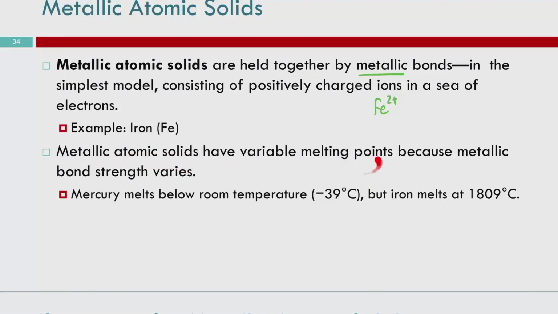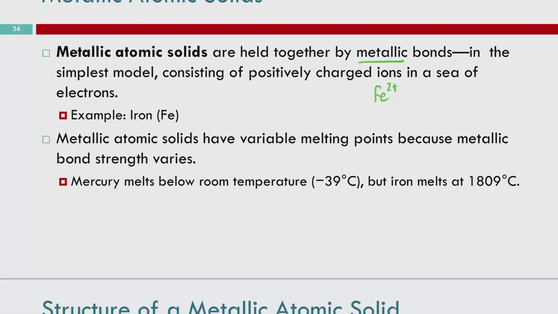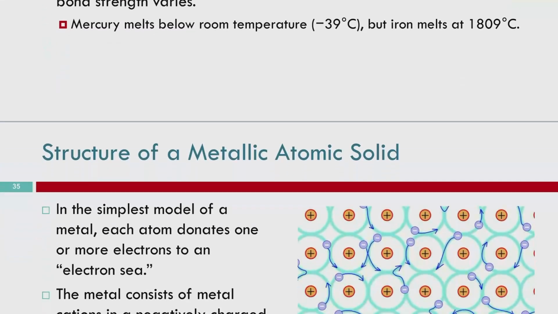Metallic atomic solids have variable melting points because we've got things like mercury that is a liquid at room temperature. It melts at negative 39 degrees Celsius. Other things like iron, iridium, titanium have much higher melting points, more in the 2,000 degrees Celsius range. Questions about any of our three atomic solids? So we've got one that's high, one that's low, and one that's kind of all over the place. This is all great flashcard material, by the way.